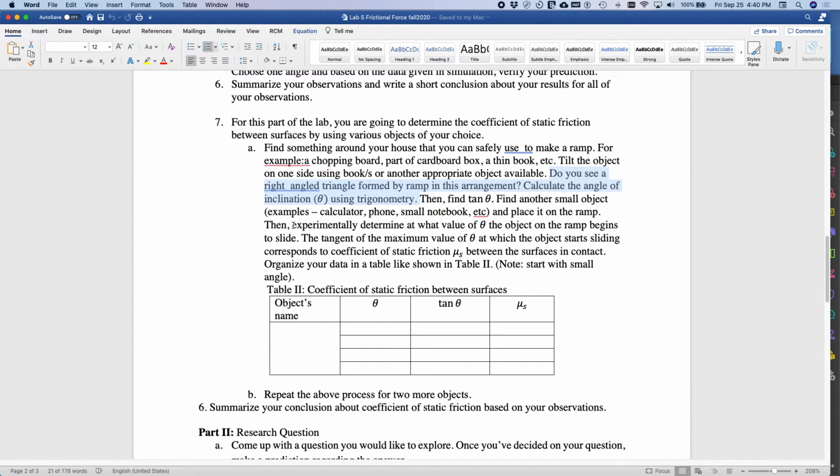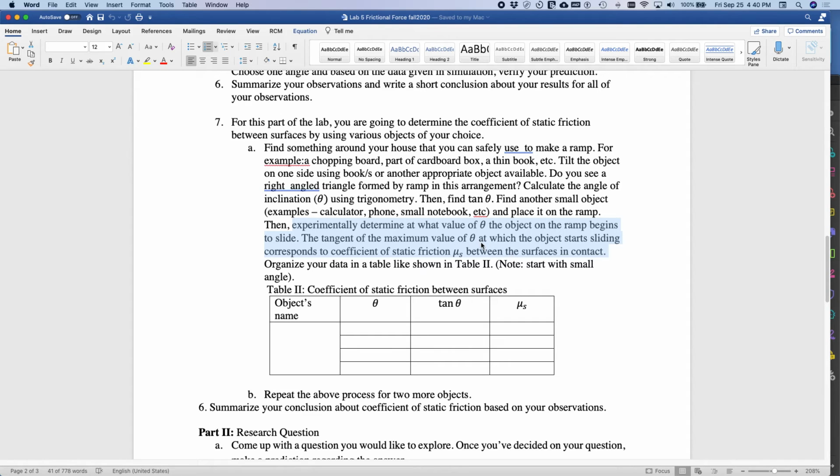Then experimentally determine at what value of theta the object on the ramp begins to slide. The tangent of the maximum value of theta at which the object starts sliding corresponds to the coefficient of static friction between the surfaces in contact. Okay, so this part is where students may need help.